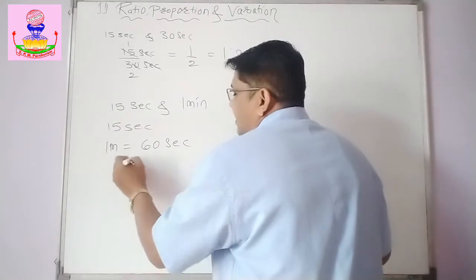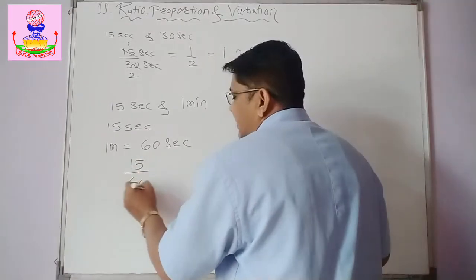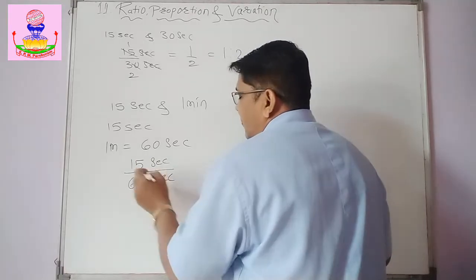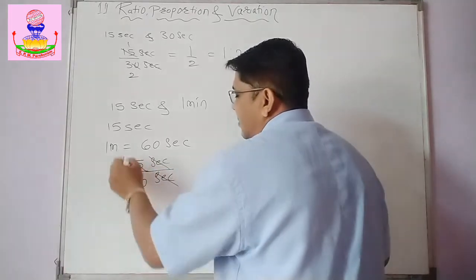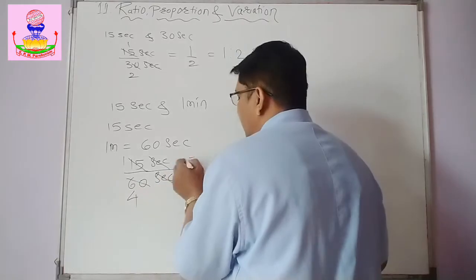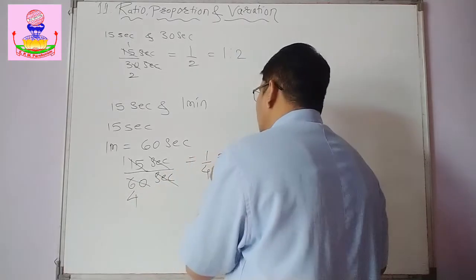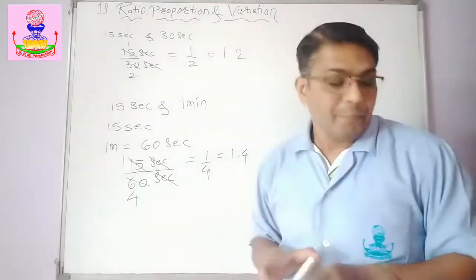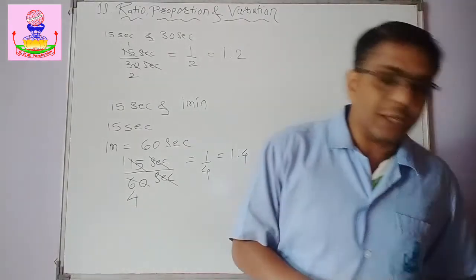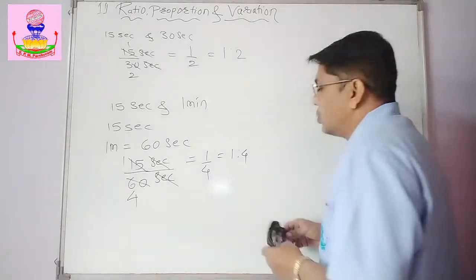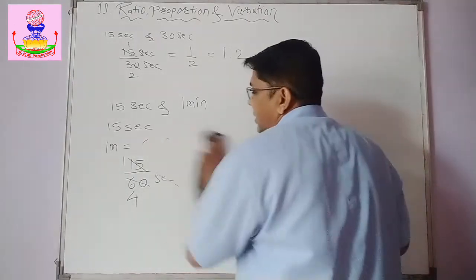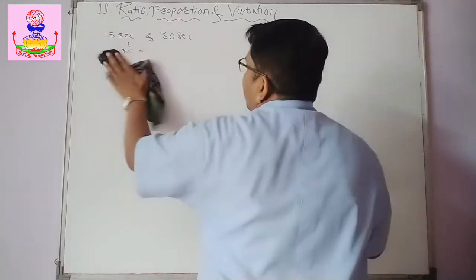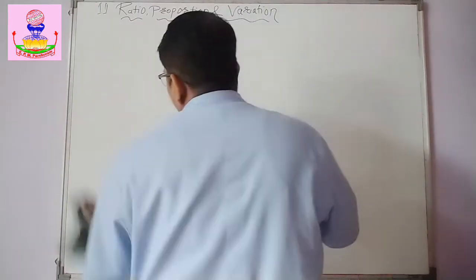So then you can compare 15 upon 60. Now both are having the same unit. Okay. So seconds get cancelled. 15 ones are 15, fours are 60. So 1 upon 4. That is 1:4. That is the ratio. Okay. So in this way, we are supposed to compare the two quantities of the same kind, and the relation so obtained is called the ratio.